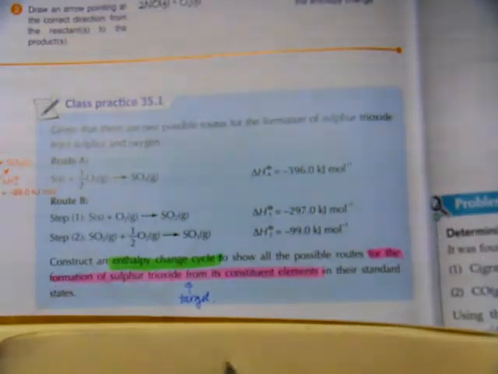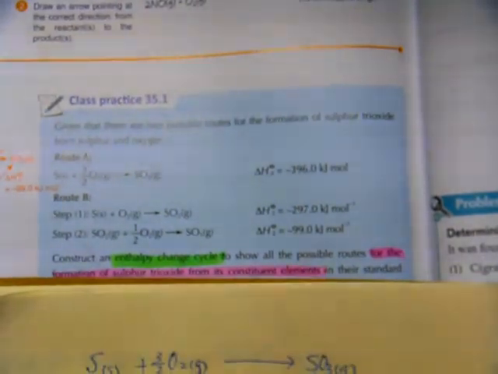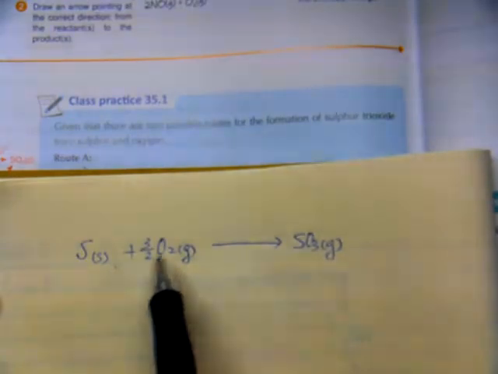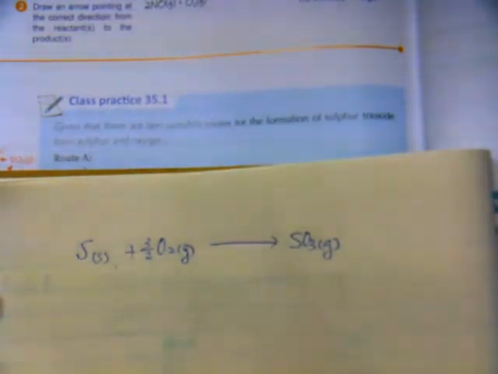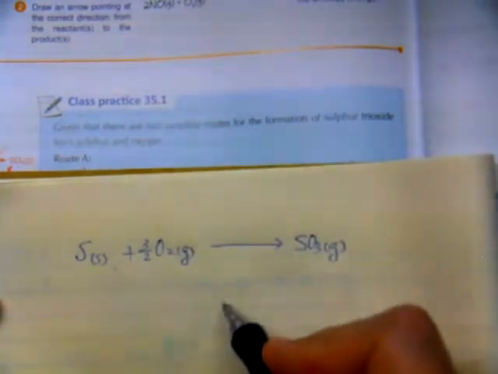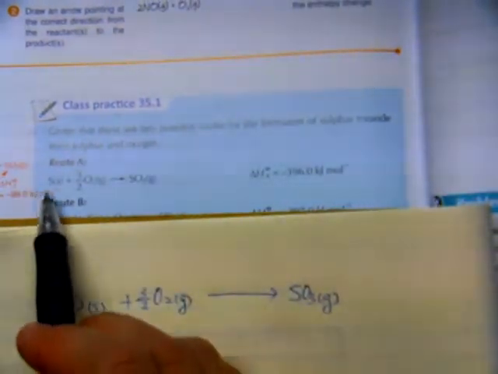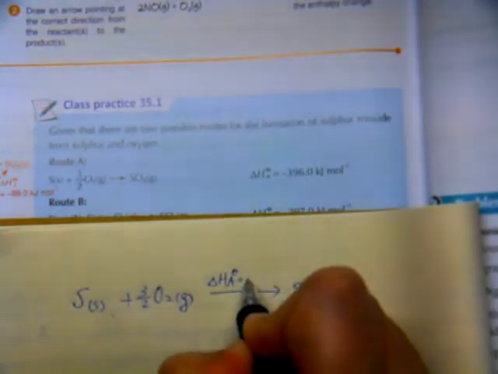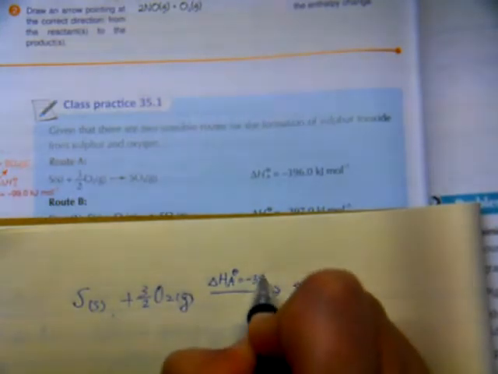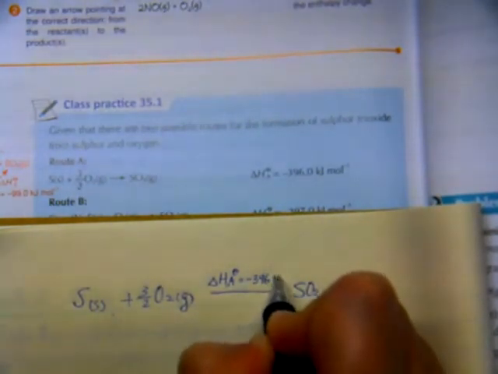Look at the sentence in red for the formation of sulfur trioxide from its constituent elements. So please draw this in horizontal direction. Do you understand? This is our starting point. Now, actually, it is route A with delta HA equal to negative 396 kJ per mole. I color it in red.